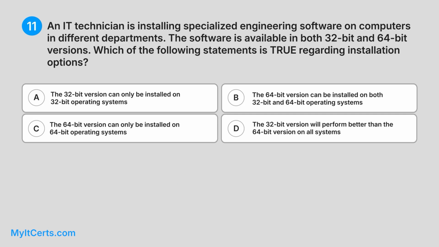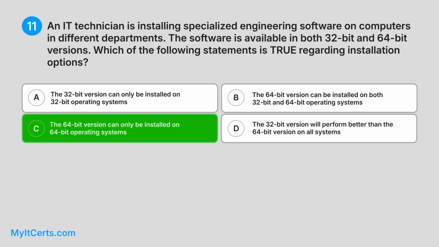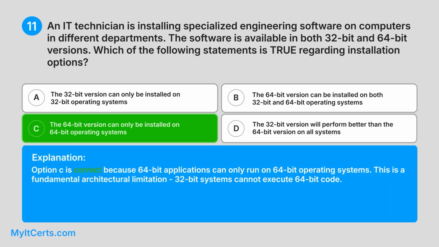Correct answer: C. The 64-bit version can only be installed on 64-bit operating systems. Explanation: Option C is correct because 64-bit applications can only run on 64-bit operating systems. This is a fundamental architectural limitation. 32-bit systems cannot execute 64-bit code.